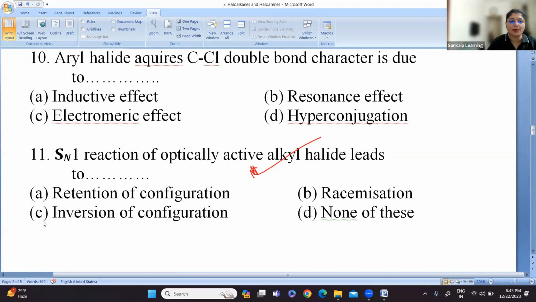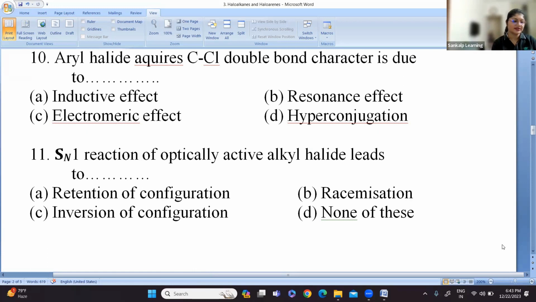SN1 reaction of optically active alkyl halides leads to. Yes. So when we talk about SN1 reaction, how the reaction proceeds, whether it proceeds with A, retention of configuration, B, racemization, C, inversion of configuration, and D, none of this. Yes, how the reaction will proceed, whether it will be retention, racemization, inversion, or none of this.